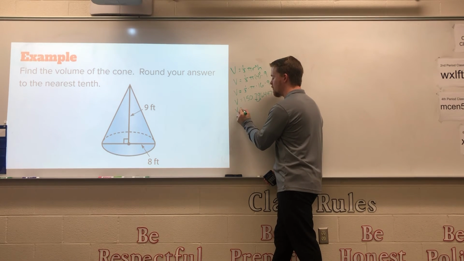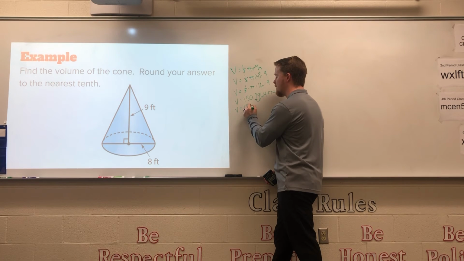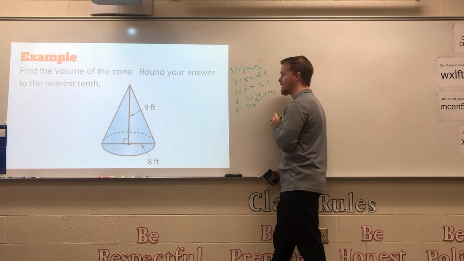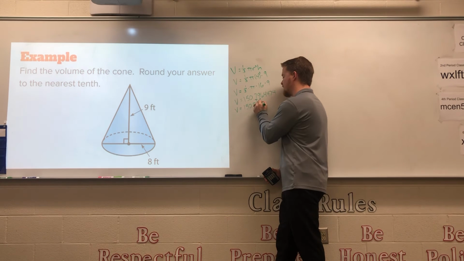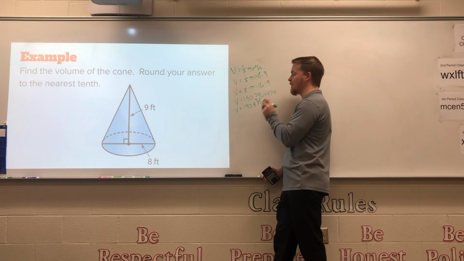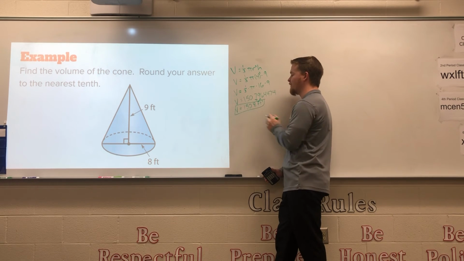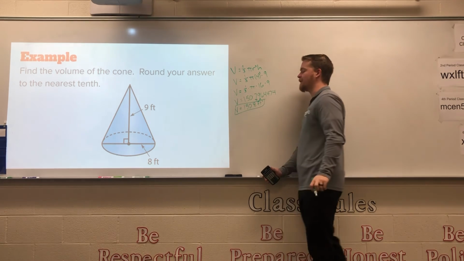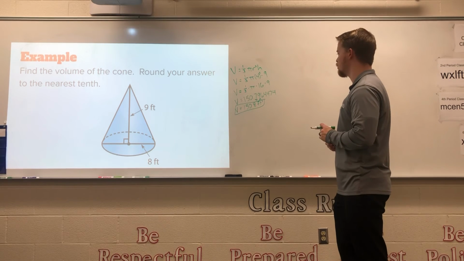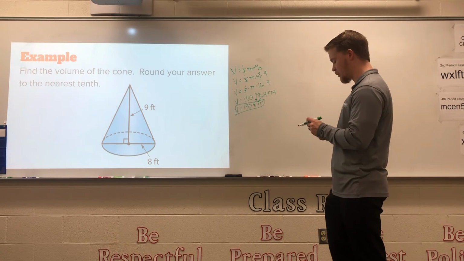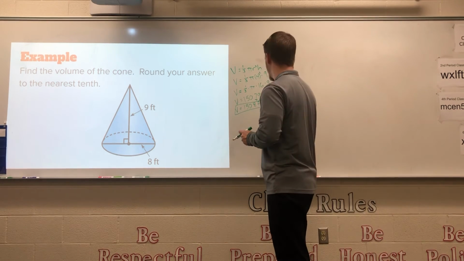So my final answer would be V equals 150.8 feet cubed. Remember, anytime you're finding the volume, your unit is cubed, or to the third power. So V equals 150.8 feet cubed should be your final answer for the volume of that cone.